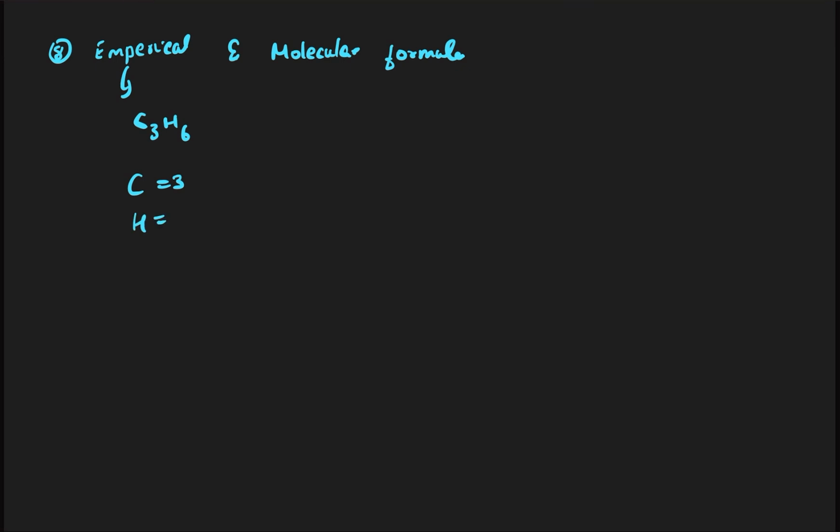So next, let's discuss empirical and molecular formula. See, empirical formula is nothing but the simplest formula. For example, suppose we have a C3H6 compound. What is the simplest ratio? Carbon is 3 and hydrogen is 6. If you take the simplest ratio of both of these, 3 twos are 6, so you get 1:2. If you write it in simplest ratio, you get CH2. This CH2 is known as our empirical formula.